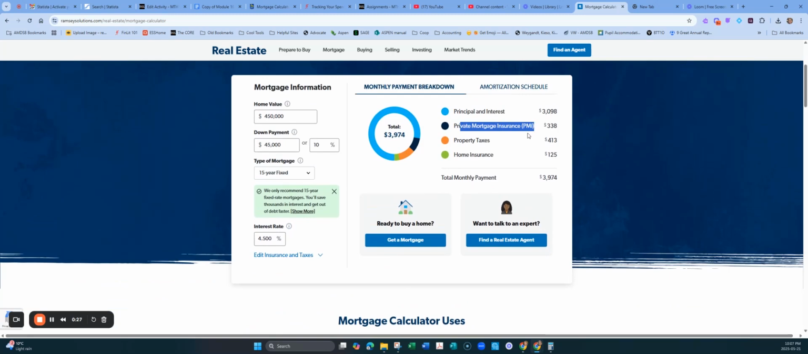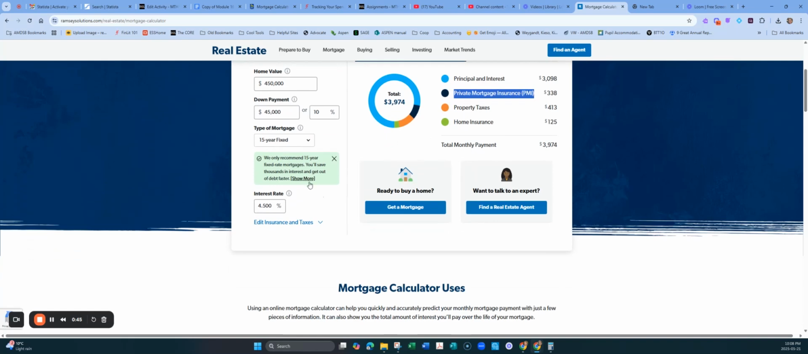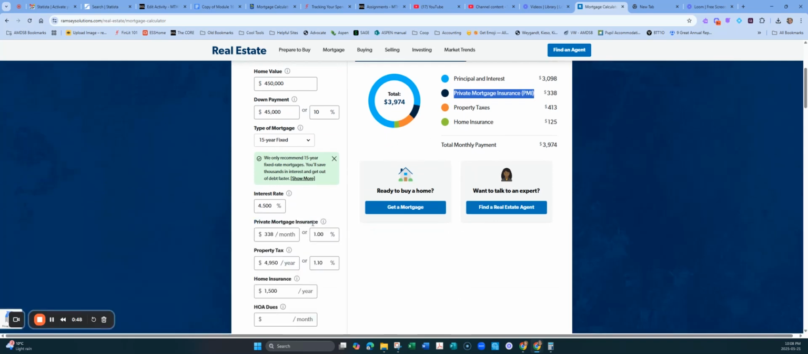We have this in Canada as well. It's actually Canada Housing and Mortgage Insurance is what we call it. If you don't have that 20% down, you actually have to pay some extra insurance in case you don't pay your mortgage. So it's literally called mortgage insurance. This person has got their property taxes built in and their home insurance built in. So if you want to take those out, you can.